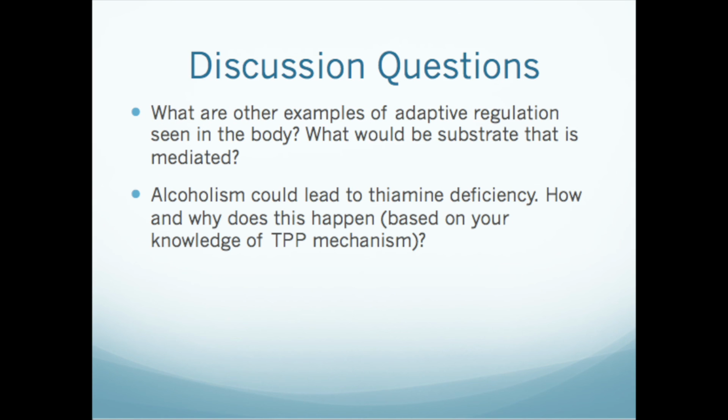For class discussion, I would like to ask, what are other examples of adaptive regulation seen in the body? What would be the substrate that is mediated? Additionally, alcoholism could lead to thiamine deficiency. How and why does this happen based on your knowledge of TPP mechanism?